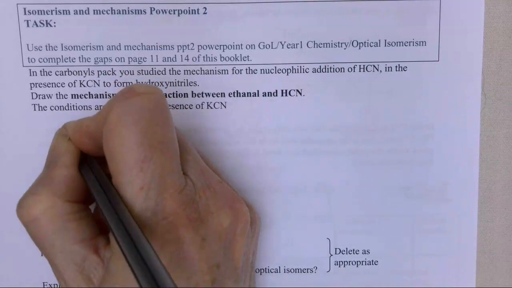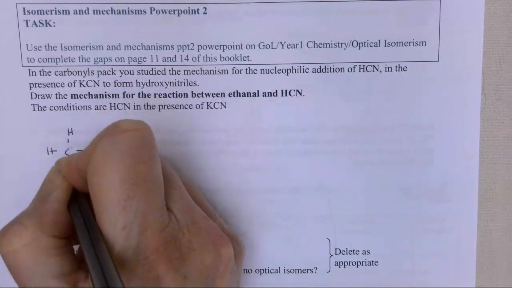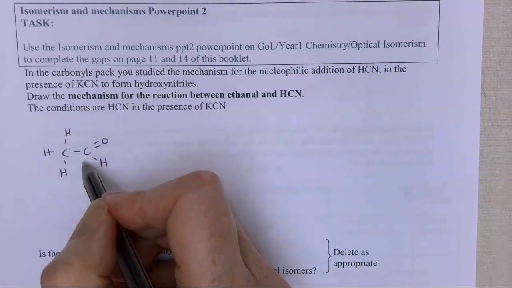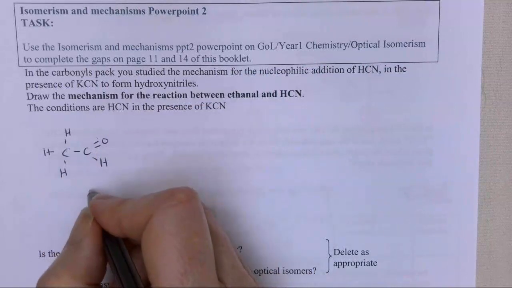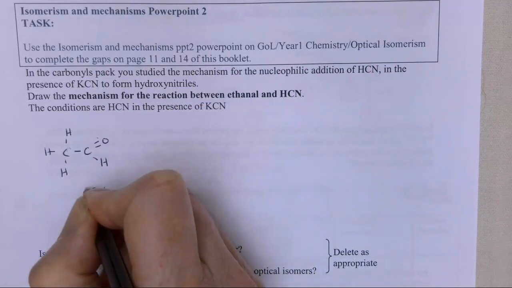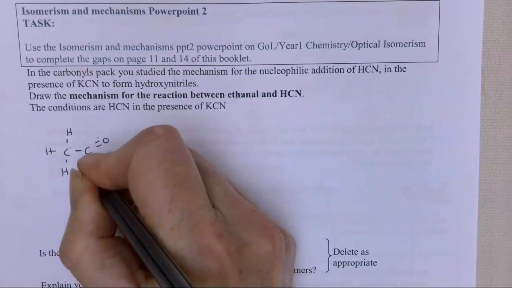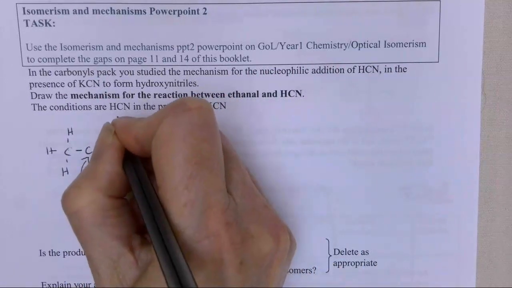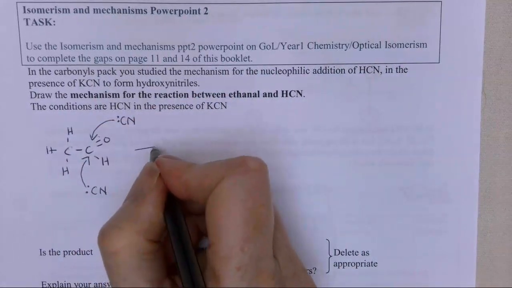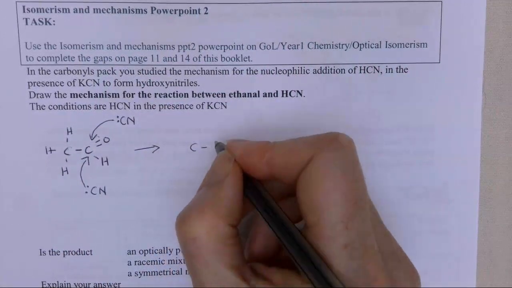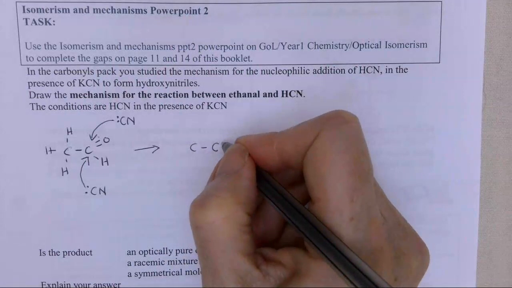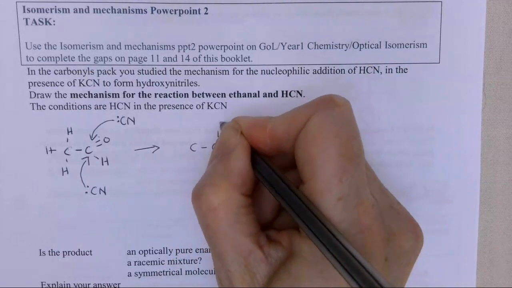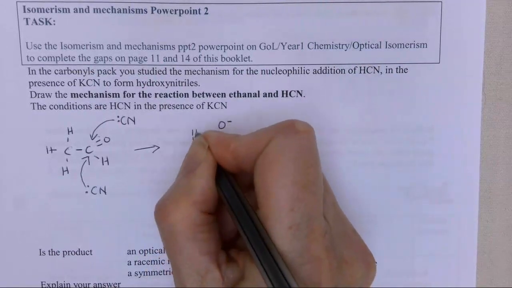And again, we need to be very careful about the shape of what's being attacked. So in this case, I'm attacking this carbonyl group here. And this carbonyl group is planar. So again, my cyanide group can come in from the bottom, or it can come in from the top. Either way, we get our intermediate, where my cyanide group, I'm just going to draw it down the bottom, has come in, and we've got our O negative there.